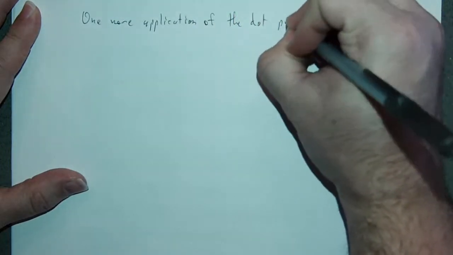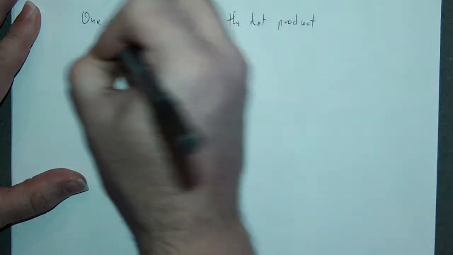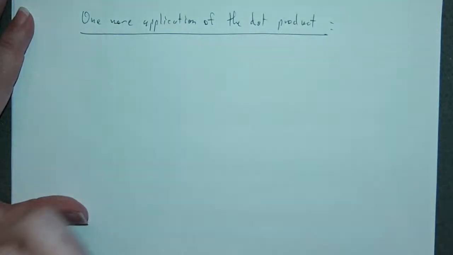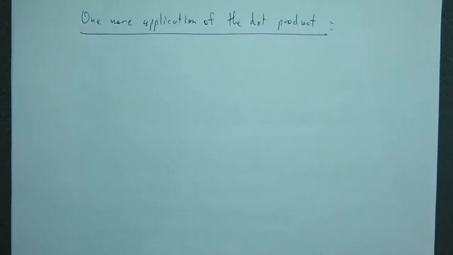Of the dot product. Of course, we saw last time that the dot product allows you to compute the angle between two vectors, so that's nice. Okay, so the notion of projection. What is going on here?